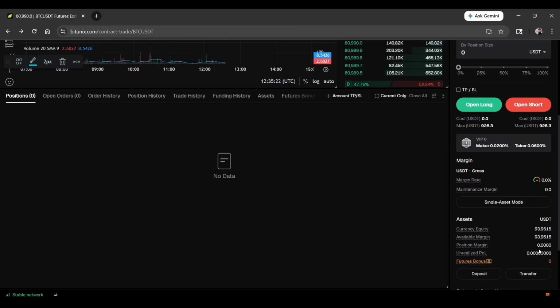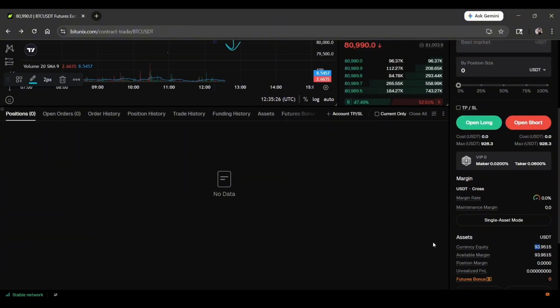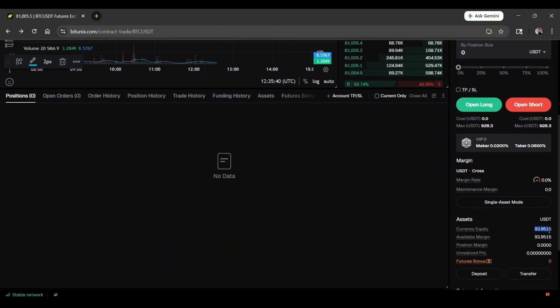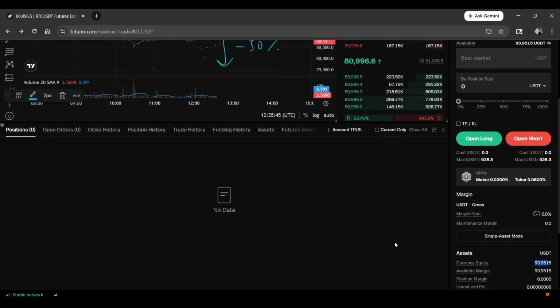Okay. If I open a $930 position with cross, then my liquidation is going to be 10% away, right? So my liquidation price is going to be calculated based on how big my trade is and how much money I actually have on the exchange. Okay, that's what cross is.